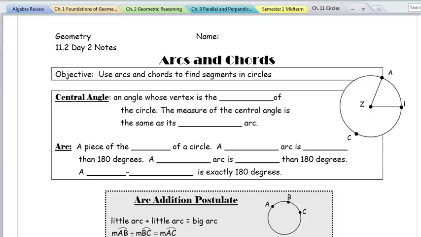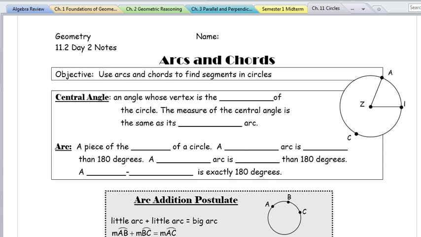Alright, in this lesson we're going to expand a little bit more on chords, and we're going to look at how they also affect arcs and how we deal with some arcs. Okay? You guys have seen arcs before. You've seen them in maybe St. Louis, that's an arc, or our famous golden arches. Those are arcs too, Mickey D's.